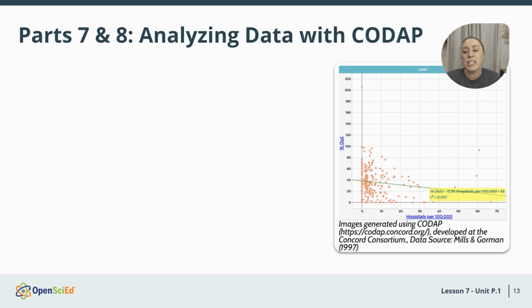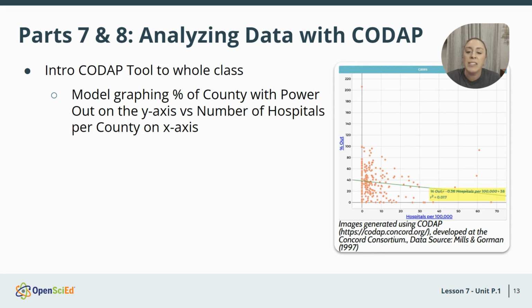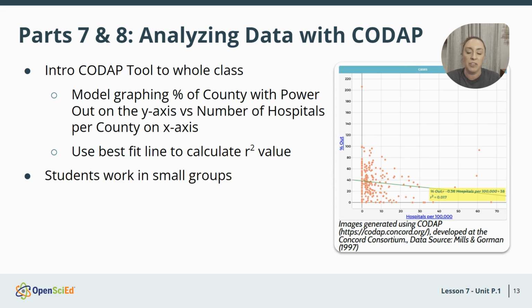And then that brings us to day 2 with our CODAP data analysis tool. We introduce this as a whole class and model what using the tool looks like to graph percent of county with power outages on the y-axis versus number of hospitals on the x, and then how to use the tool to calculate your R-squared correlation coefficient value using a best fit line.